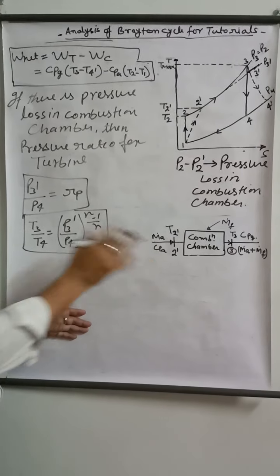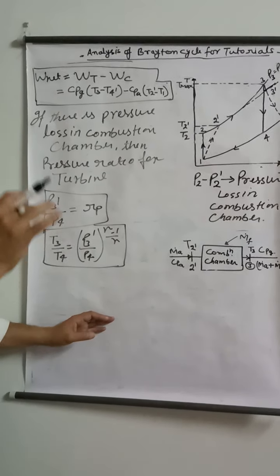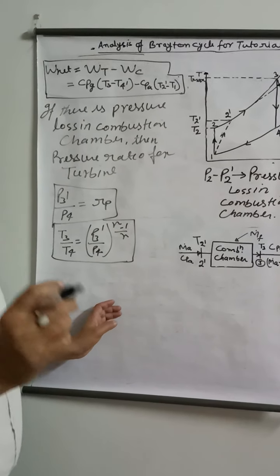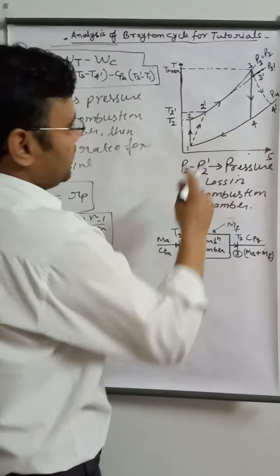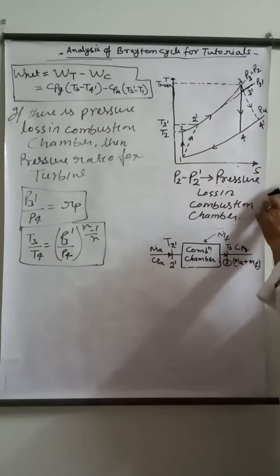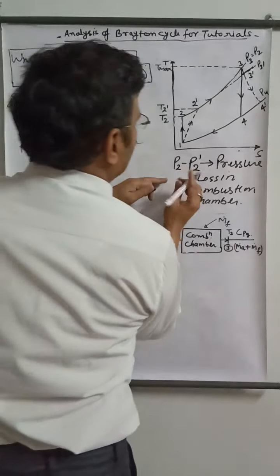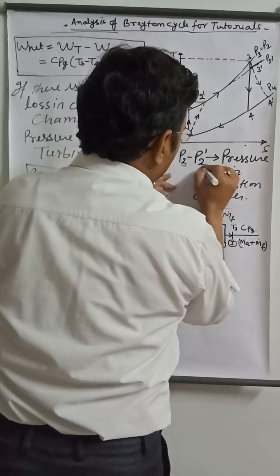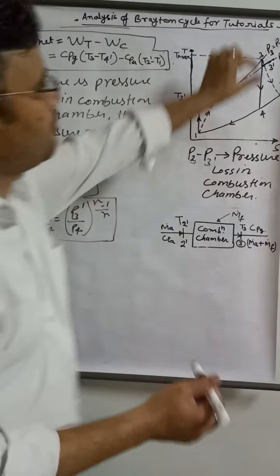Okay. Now next, this was the combustion chamber. Now suppose the assumption was that there is no pressure loss in the combustion chamber. Sometimes in numericals it is given that some pressure loss is there. Suppose the initial condition was this, when the pressure is constant. Now suppose this much is the pressure loss, so that P3 is equal to P2 minus the loss, P3 dash. This is the pressure loss in the combustion chamber.